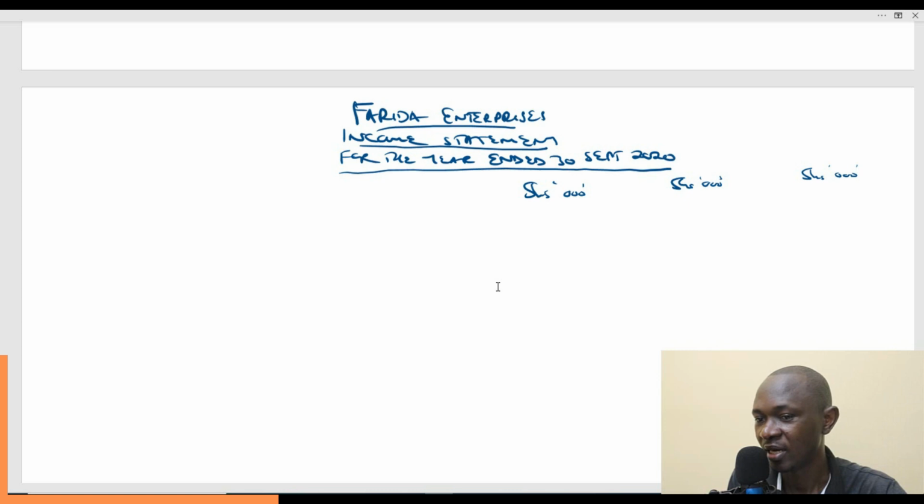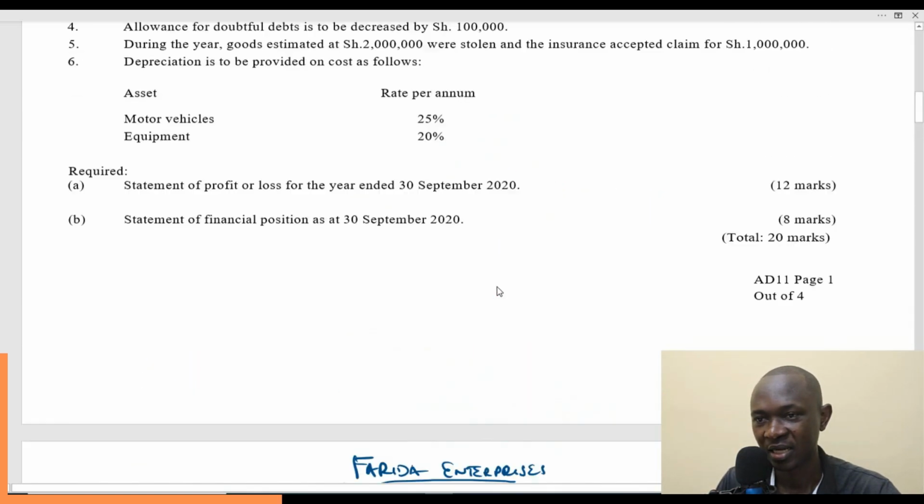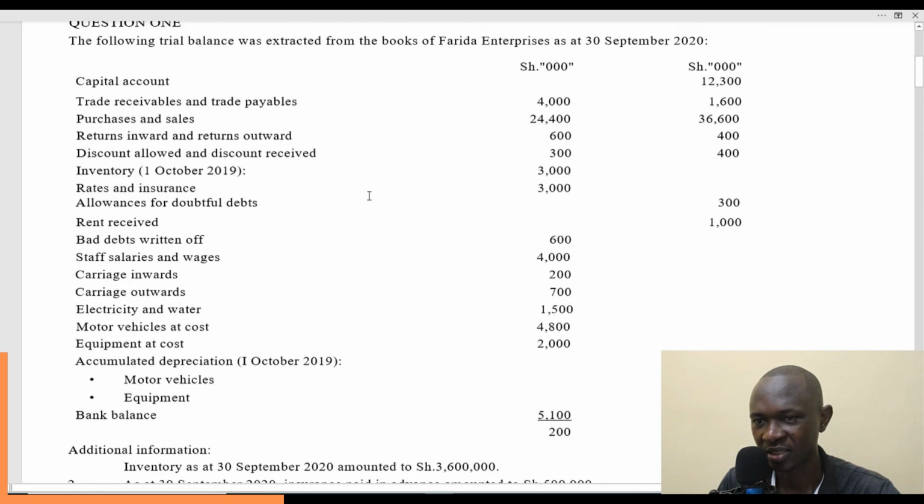And I'll start with the trading account. The trading account, it's obvious. Start with the sales, and I've seen we have sales here. Now, when the examiner puts purchases and sales together in the same line, it can be quite tricky, especially if you don't know which is which. So always remember, sales is a credit account and purchases is a debit account. Sales is a credit account, purchases is a debit account.